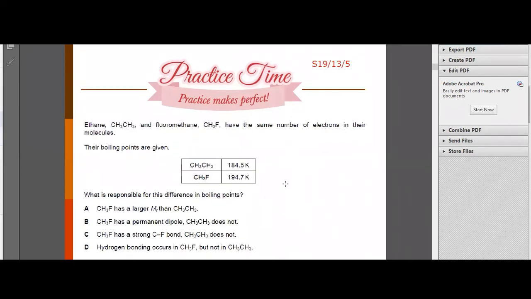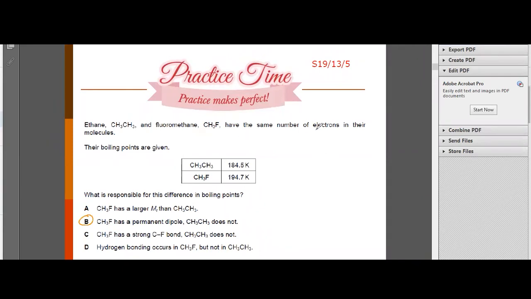Okay, let's try to do this. Okay, the answer for this question is B. Why B?